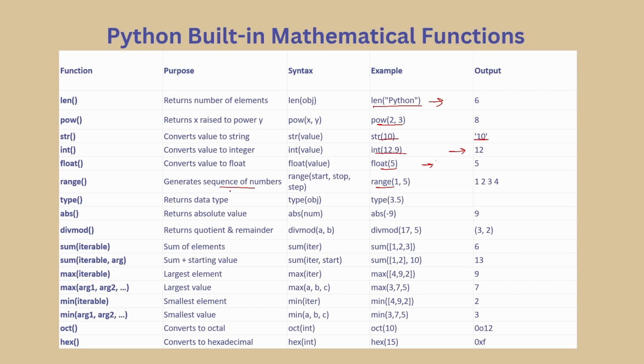Type returns the data type. Type of 3.5 will give me what is the type of the object, and it will say float. Abs returns the absolute value: abs(-9) gives the value 9. Then divmod returns the quotient and remainder: divmod(17, 5) gives 3 and 2. Then we have sum of an iterable, which is the sum of elements, like the sum of 1, 2, 3.